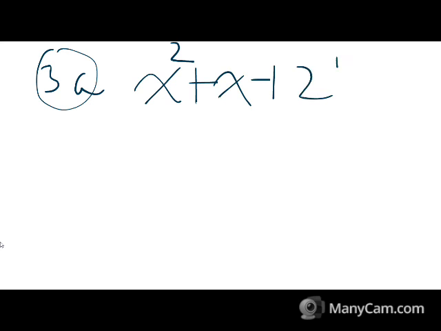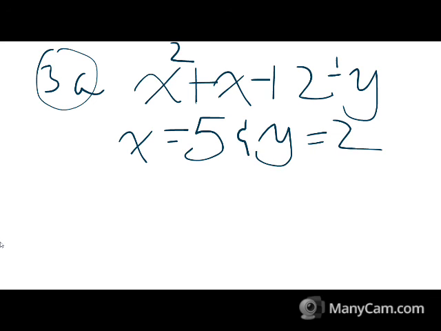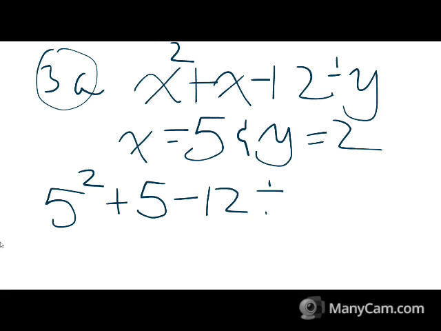So problem 3A is asking you, what is the value of the expression x squared plus x minus 12 divided by y squared, given that x equals 5 and y equals 2? So first, let's plug it in. So we know that x equals 5, so 5 squared plus 5 minus 12 divided by, and y equals 2, 2 squared. And so now we can continue with what we are doing with PEMDAS.